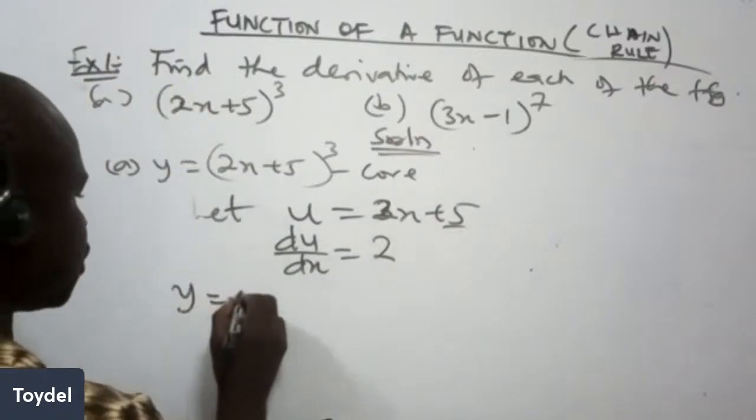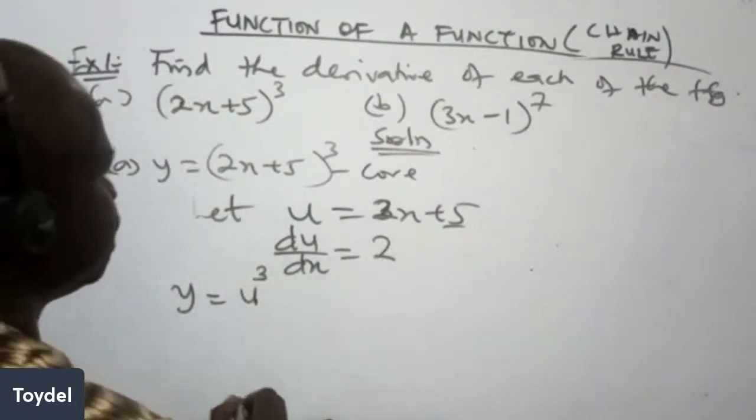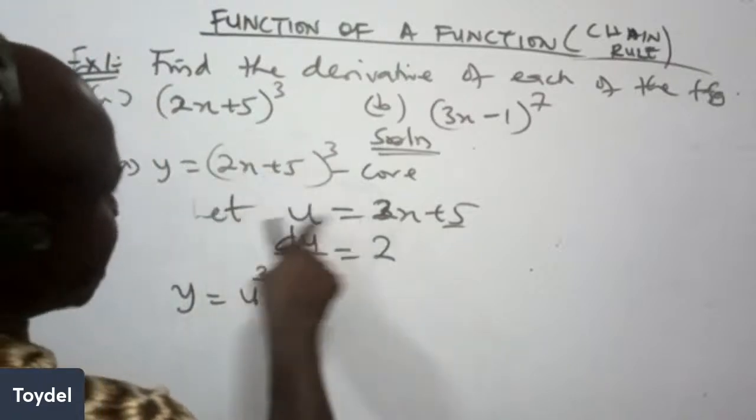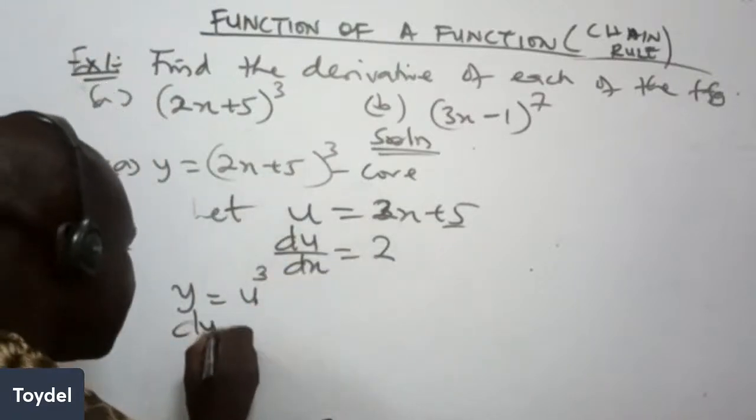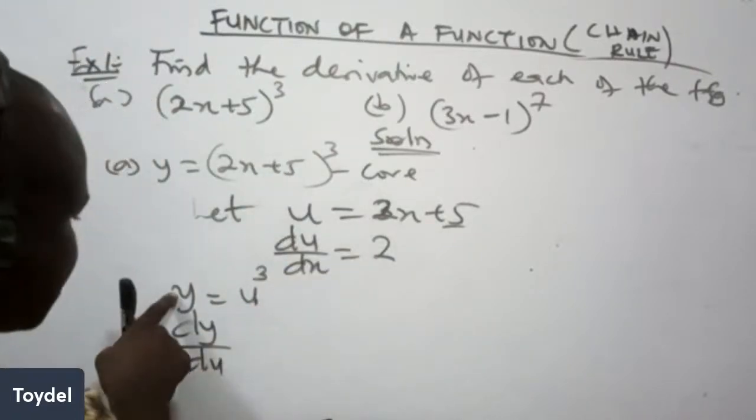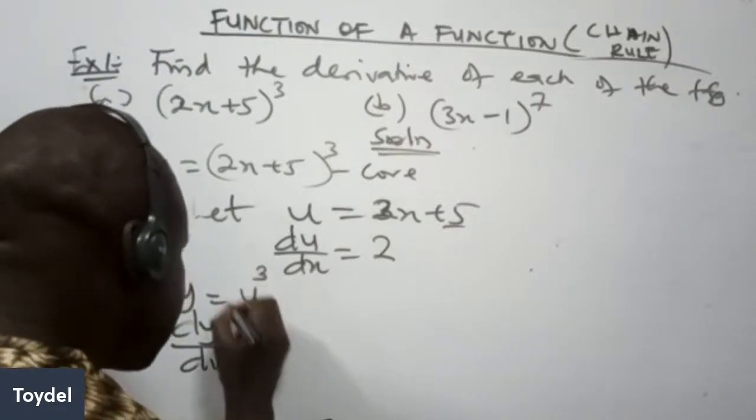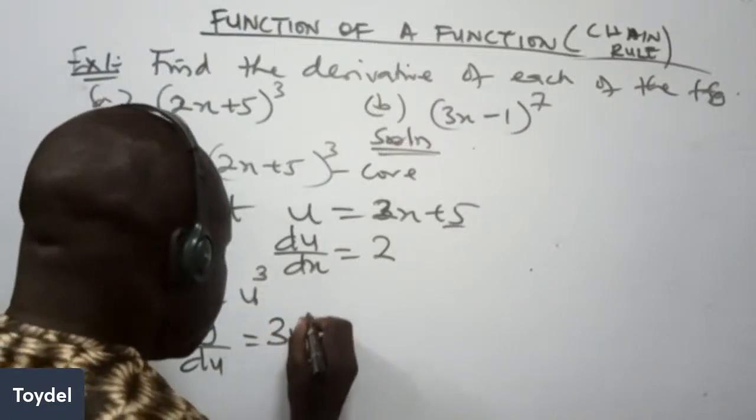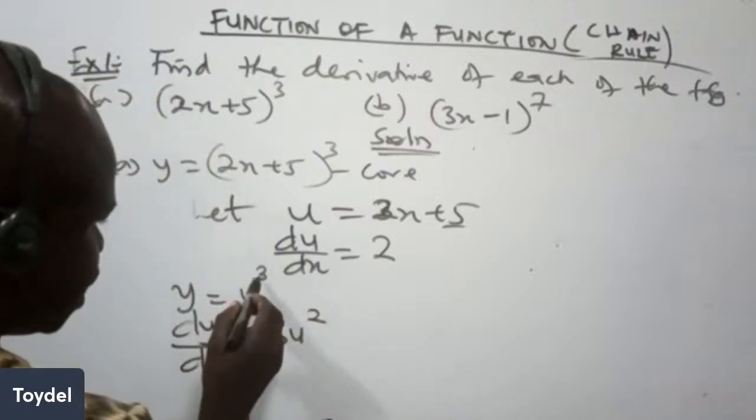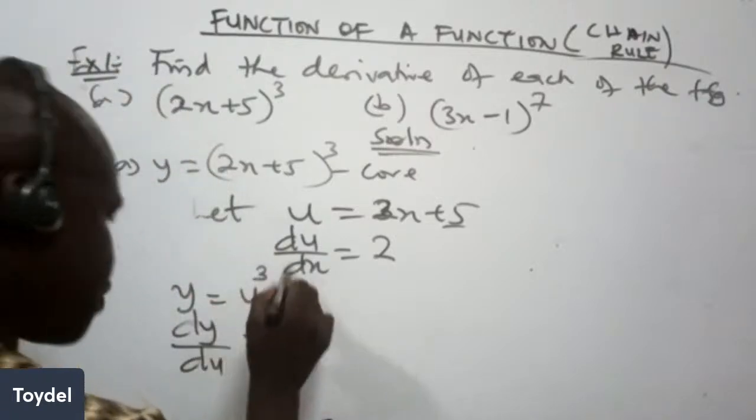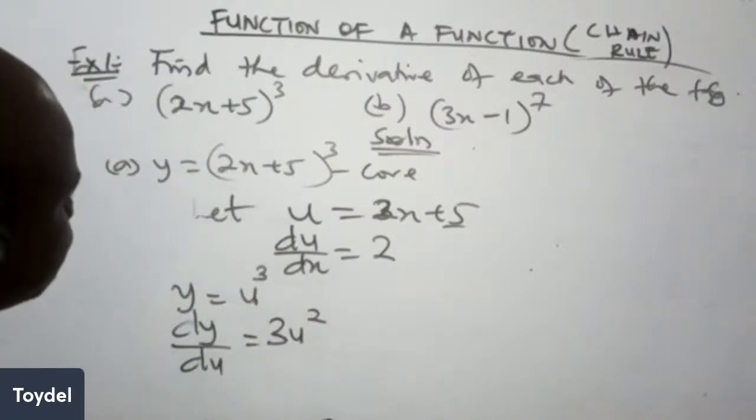y will now be equal to u raised to power 3, because I've represented everything inside the bracket as u. So that I will now find dy/du. I'm differentiating y with respect to u here. So that will now give me 3u squared, because if you want to differentiate, the power will come down, then I'll subtract 1 from the power. This is what I'm going to get.